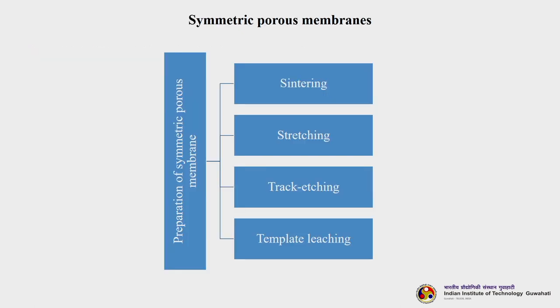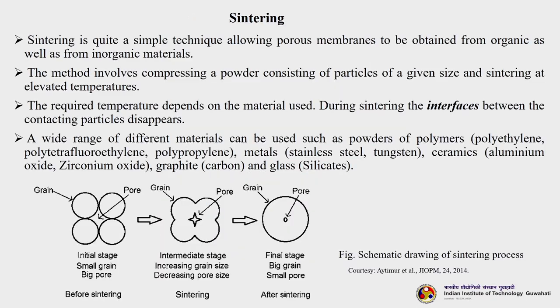So, the next is symmetric porous membrane. We will discuss four different types of preparation techniques here. The first one is sintering, then stretching, then track etching, and then template leaching. So, these are the preparation techniques for symmetric porous membranes.